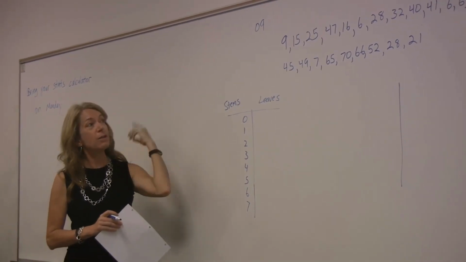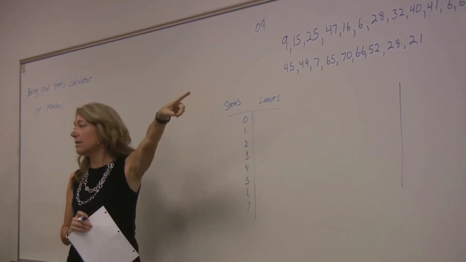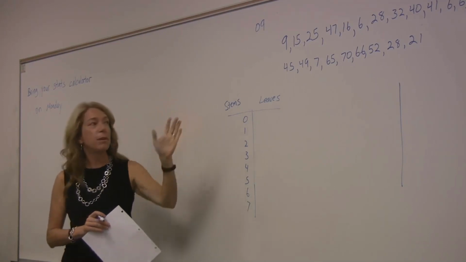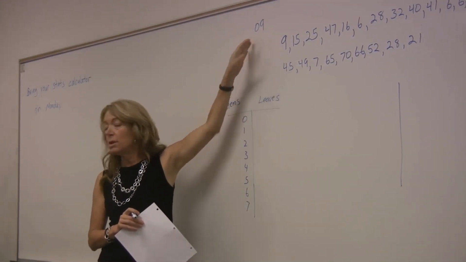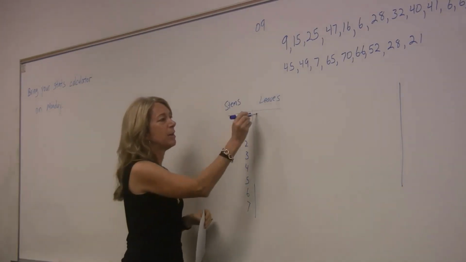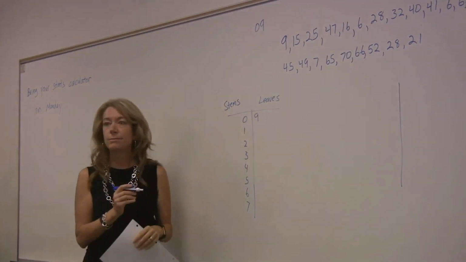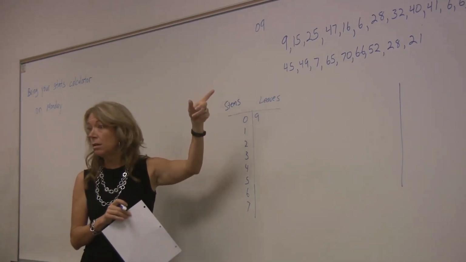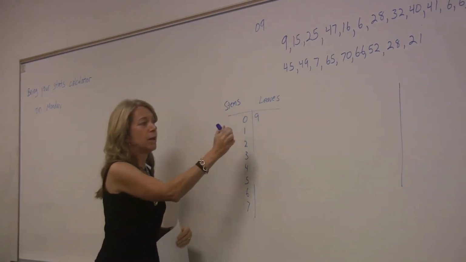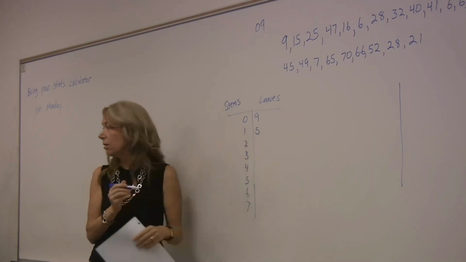And so now I'm going to easily organize these into groups. I'm going to put them in the right places. So this 9 we said was a 0, 9. So it goes with the 0, so I'm going to put the 9 here. It goes with this guy. The 15 is a 1 and a 5, so the 1 here and the 5 goes here.